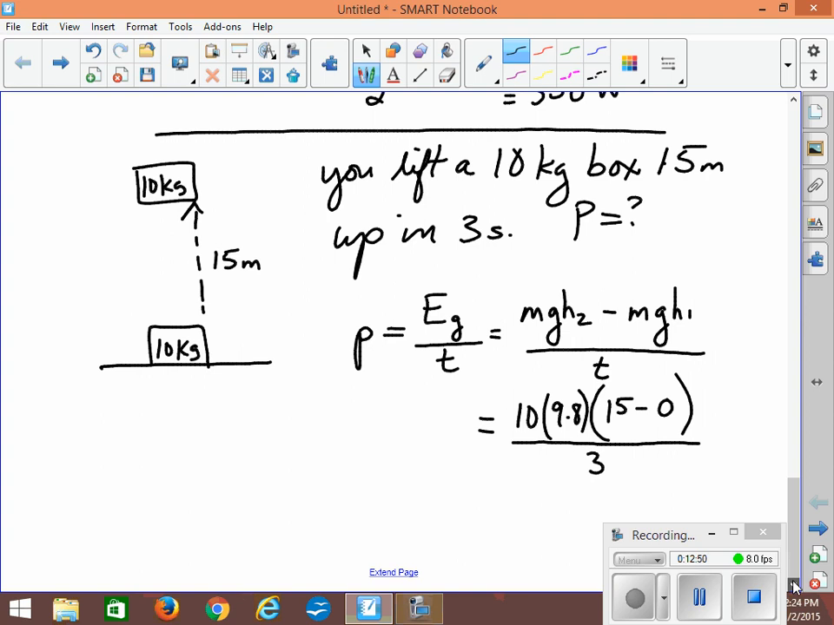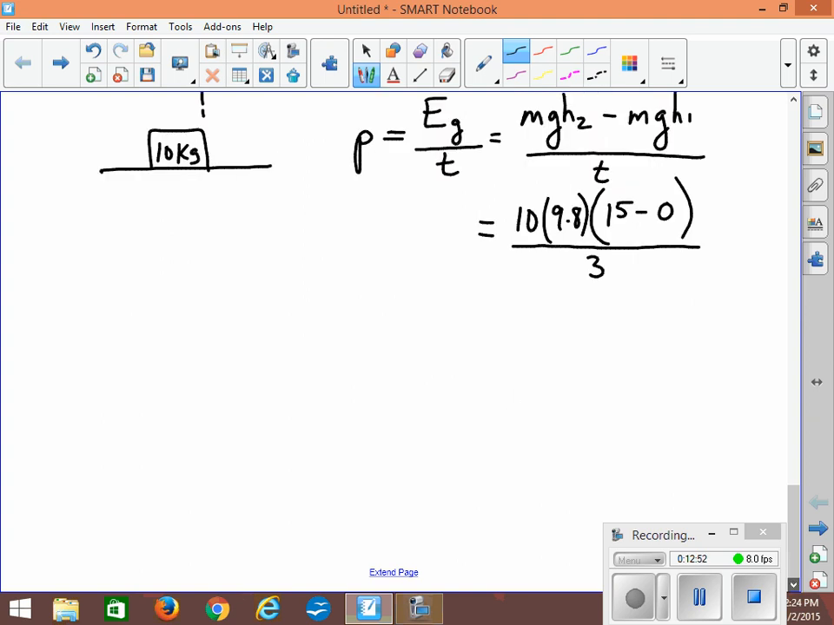So we have to do a little bit of math here. And we have 98 newtons. 10 times 9.8 is 98 times 15. And then we're going to divide that by 3. And it turns out that the power comes out to about 490 watts. Right? Right.